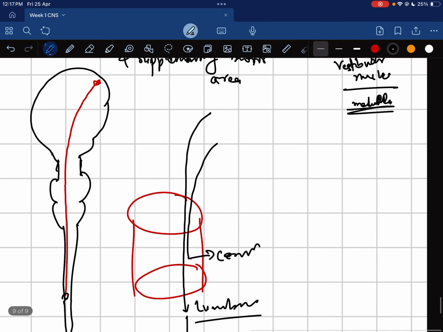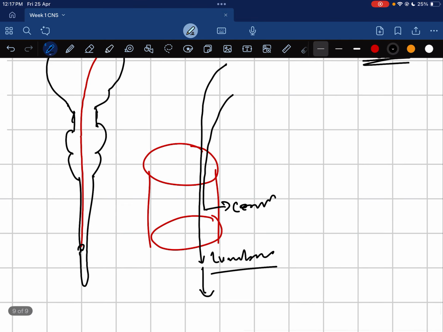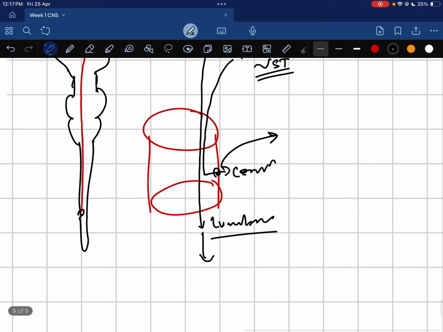And termination: this is the medial vestibulospinal tract, and it terminates at the cervical and upper thoracic cord, and the lumbar lateral tract is present in the entire cord.